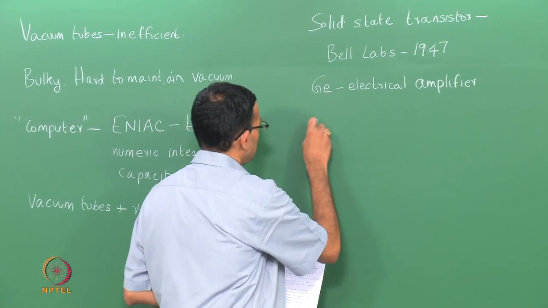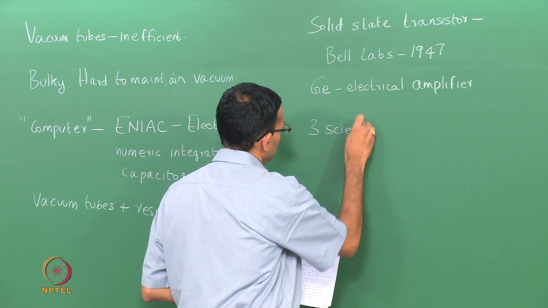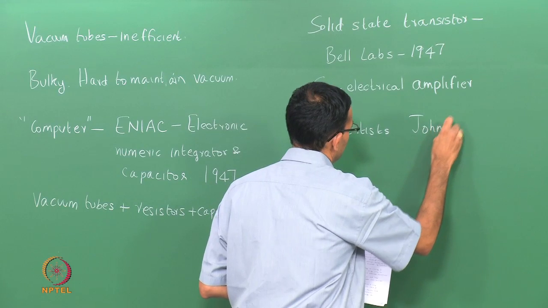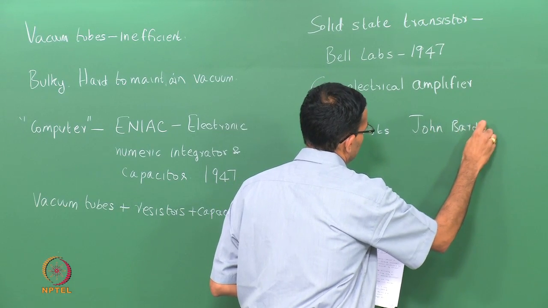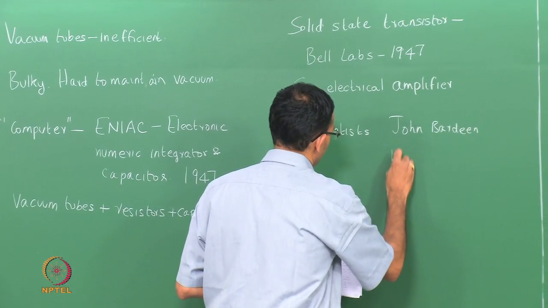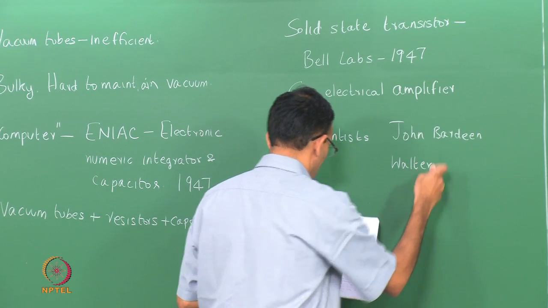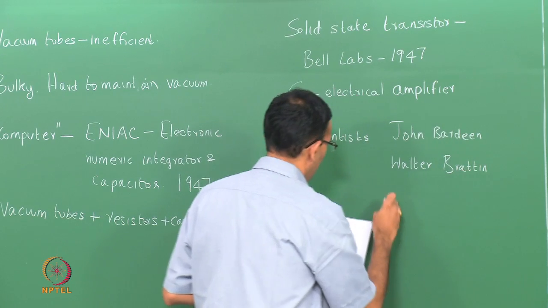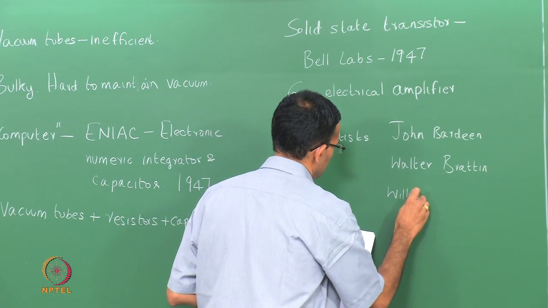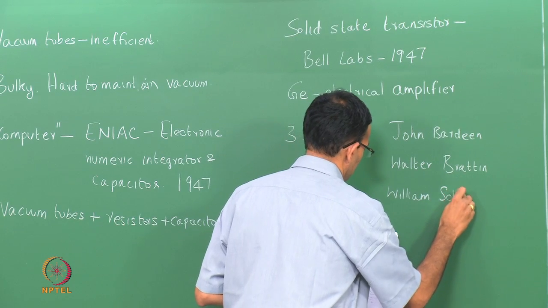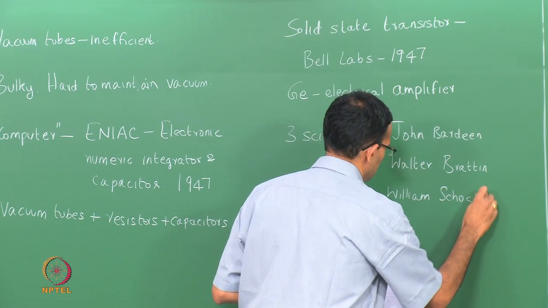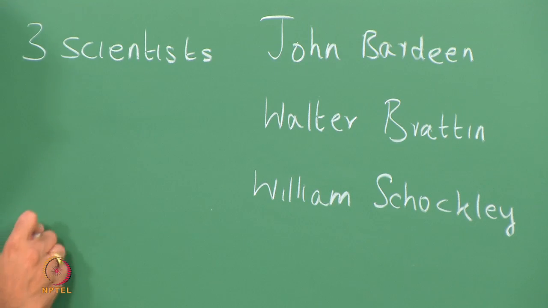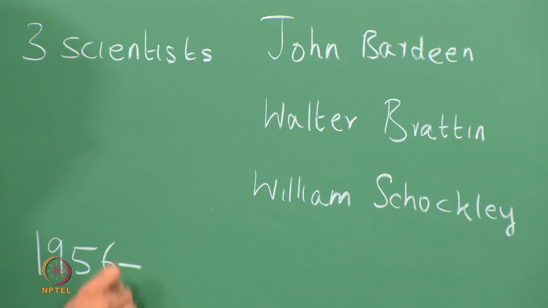There were three scientists involved in this: John Bardeen, Walter Brattain and William Shockley. They won the Nobel Prize in 1956 for the invention of the transistor.